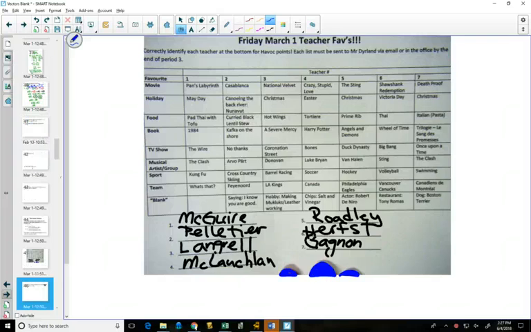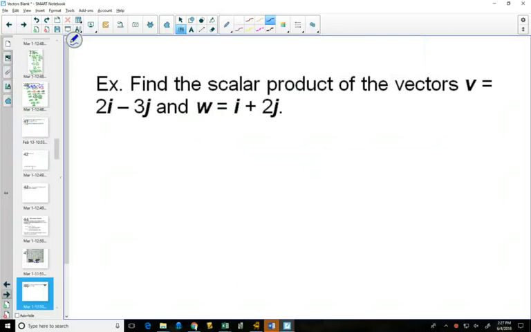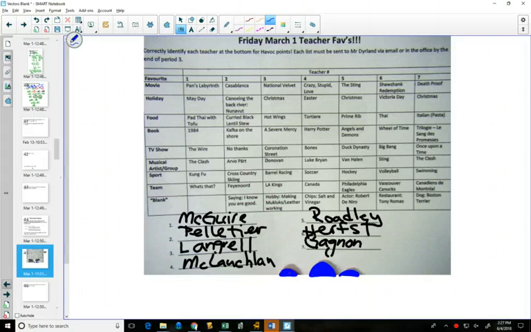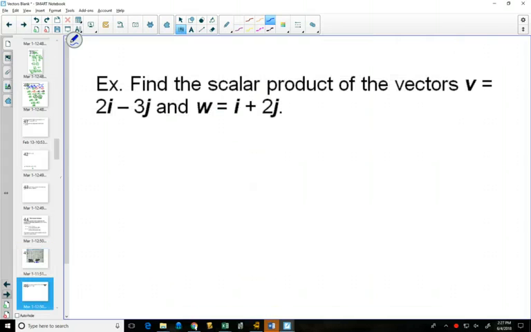Whoa. Here we go. I don't know what that was. That was from last year, some important form. Oh, it was a game that we played. Anyways.